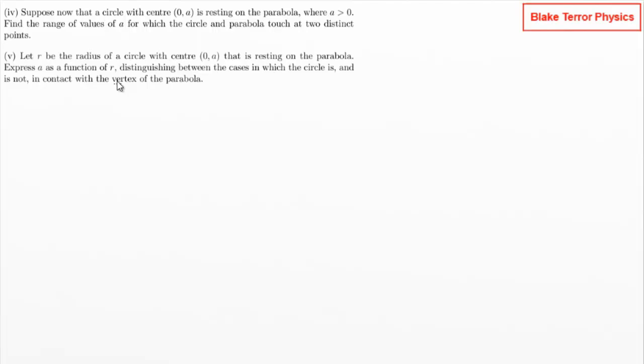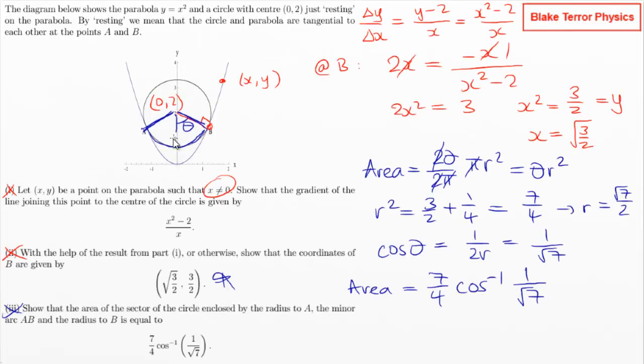Right, we've got more. Suppose now that a circle with centre (0, a) is resting on the parabola, where a is greater than 0. Find the range of values of a for which the circle and parabola touch at 2 distinct points. So what's happening here is we want it to be resting at 2 points. They've changed the centre, so we've done a test case here for a equals 2, essentially.